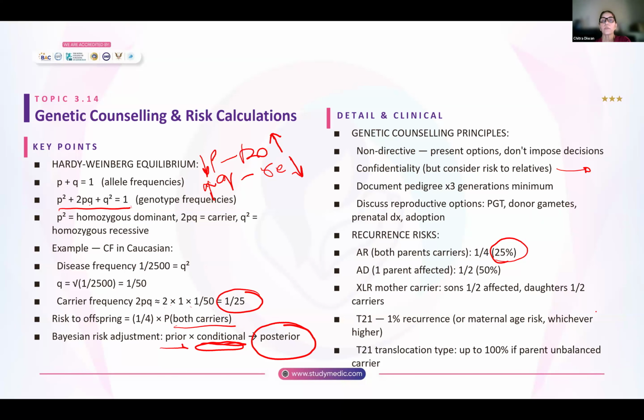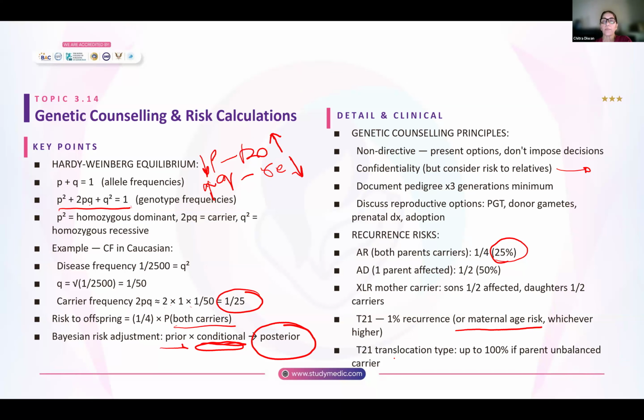With Down syndrome, there is a 1% risk of recurrence, especially if there is a maternal Robertsonian translocation, or with maternal age. If the maternal age is very high, the risk of recurrence is increased.